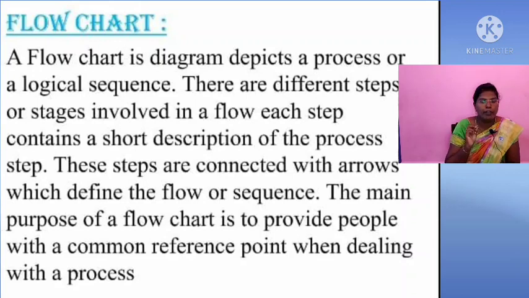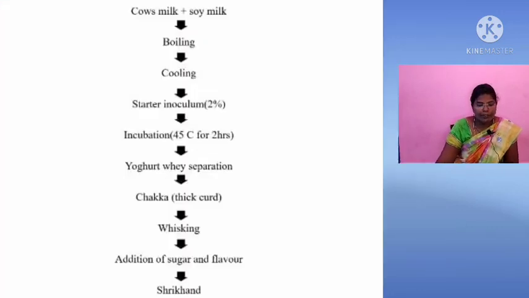A common reference point means what the process is and what steps are involved in it. So the process steps are called a flowchart. Observe this diagram carefully: it shows the preparation of the sweet Shrikhand, a North Indian dish.